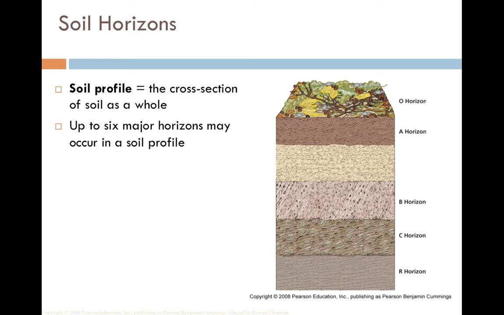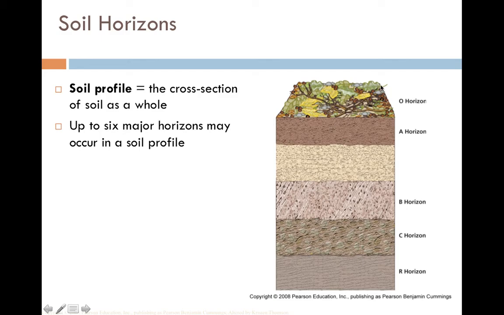Now, depending on the conditions that form the soil, you can end up with a different number of layers and different thicknesses of those layers in a given location. There can be up to 6 layers, but there often are not all 6 in one place. So if you look at the diagram here, you can see that the horizons are labeled roughly in alphabetical order. There's this odd one at the top, the O horizon. This is made up of decaying plant material, decaying animal material, so it is called the organic horizon. O stands for organic.